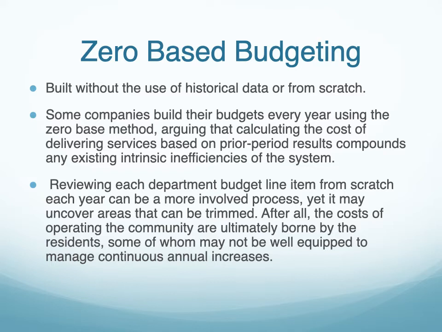So reviewing each department's budget line item from scratch each year can be a more involved process, yet it may uncover areas that can be trimmed. After all, the costs of operating the community are ultimately borne by the residents, some of which may not be well equipped to manage continual annual increases. Also, inefficiencies tend to creep into operations over time and build unnecessary costs. So you should really look at what you would budget to start any particular department or operation from scratch, and then compare that to your historical data and see what the differences are.